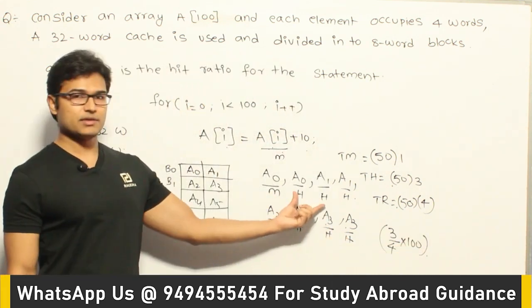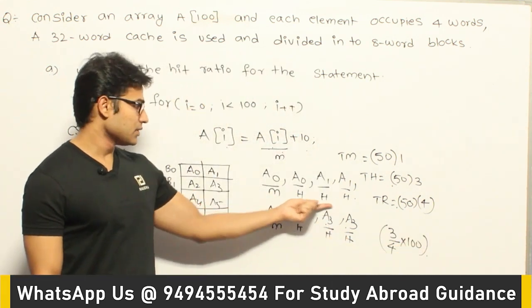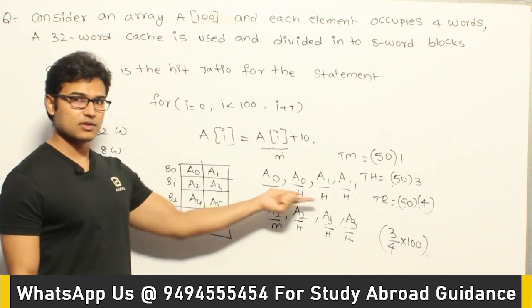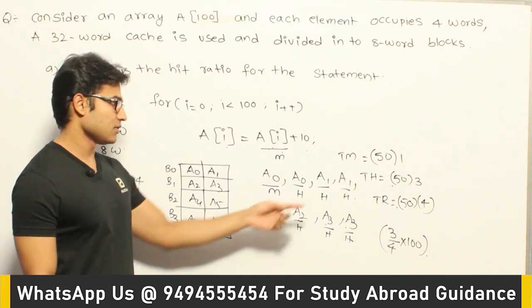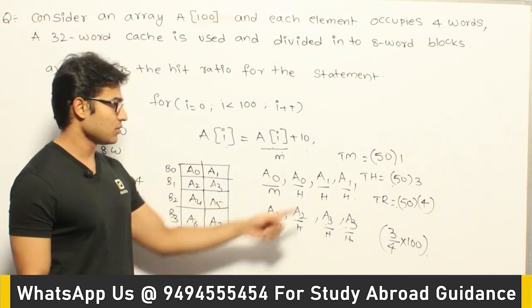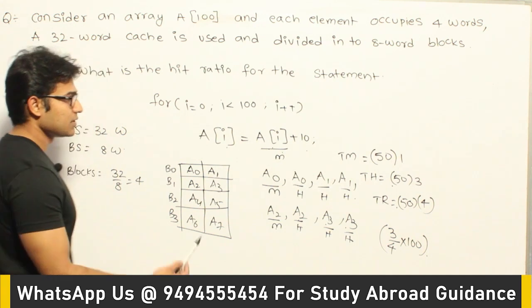Or even from this we can directly say it, right? So 3 is the hits and 1 is the miss. Therefore 3 out of 4 references is a hit. Therefore 3 by 4 into 100. So it is going to be 75%.